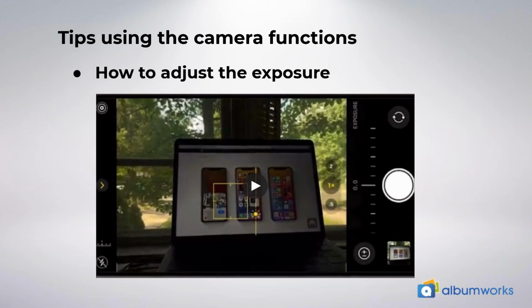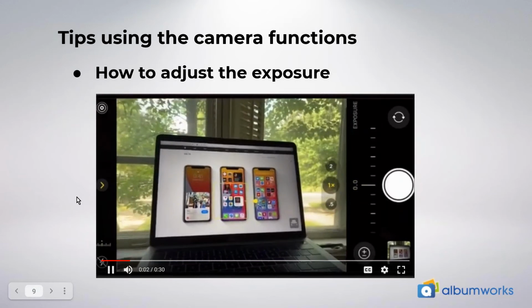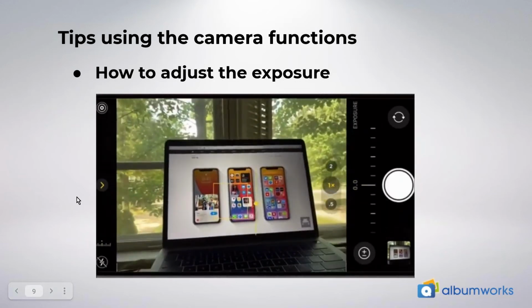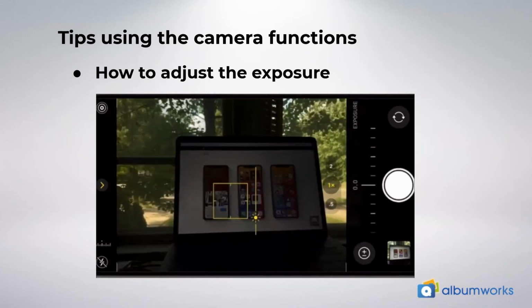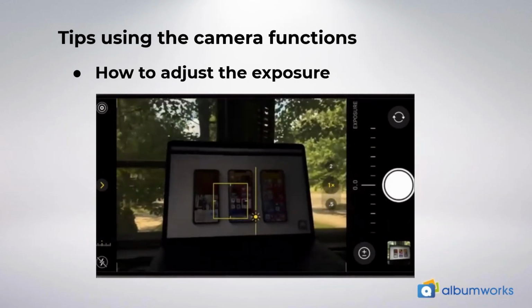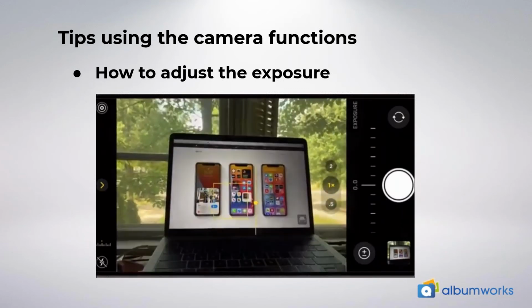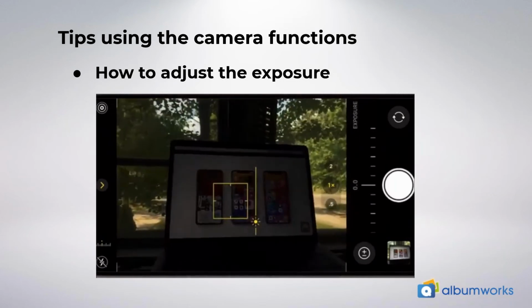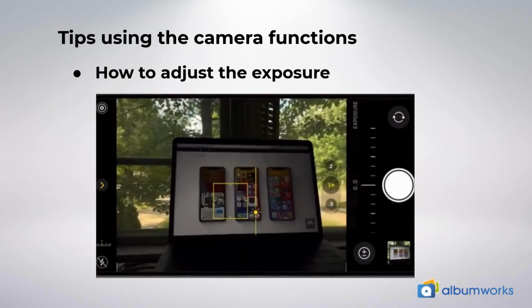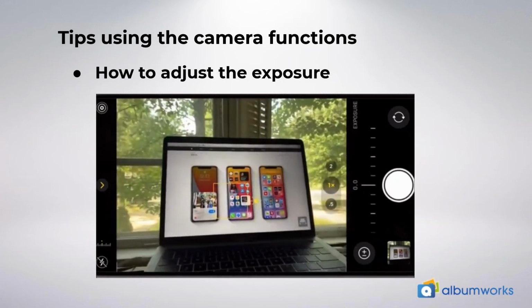So in this short video, I'll show you how to do this. First, you tap once on your screen to bring up the exposure tool. It will appear as a yellow square with a yellow sun icon next to it. Second, you can use your finger to click and drag the yellow sun up or down. When you drag it downwards, it decreases the light, and if you drag it upwards, it increases the light. If you're indoors and there's not much light, then you might want to use this tool to increase the amount of light to make the photo clearer.